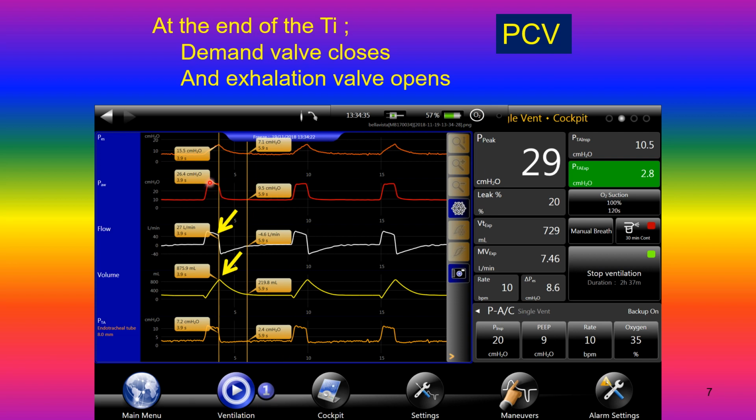In this case, the inspiratory time is shorter than the previous one. In this one, we look at the flow: it does not come to zero, and the demand valve closes early according to the preset inspiratory time. That's why there is no inspiratory pause. And the tidal volume for sure will be smaller than the previous one.